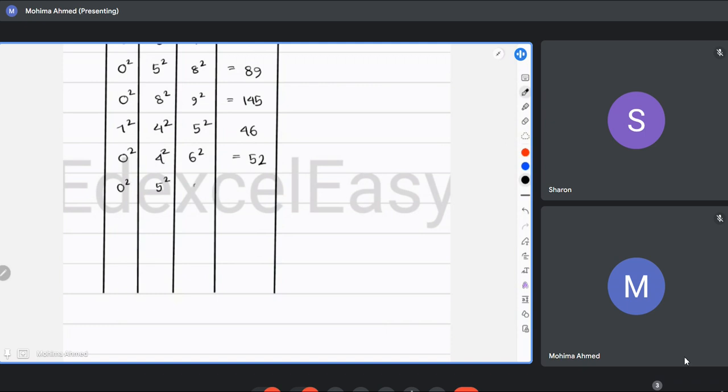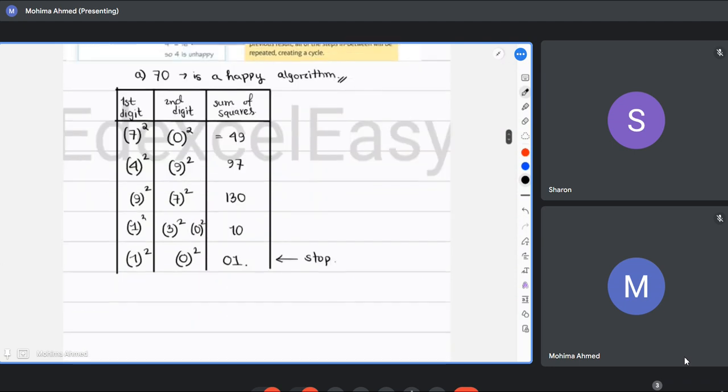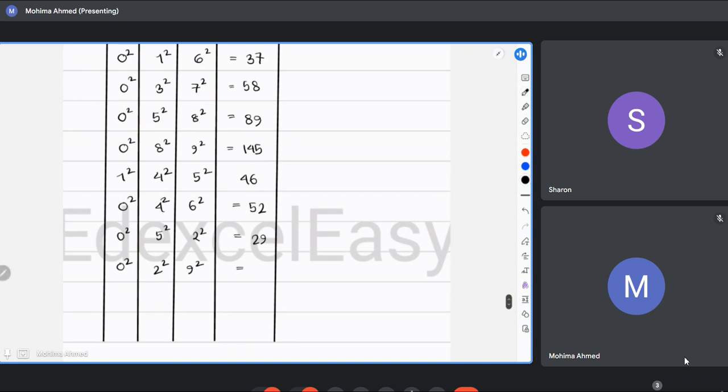So again 0 square, 5 square, 2 square. That is 25 and 4. Wait, 1 minute. No, 1 minute. Sorry, this was supposed to be 42. Okay, that was my calculation mistake. This is 1 plus 16 plus 25. Yeah, that turns out to be 42 over here, which gives you 4 square, 2 square, and that is 16 and 4, which is 20.